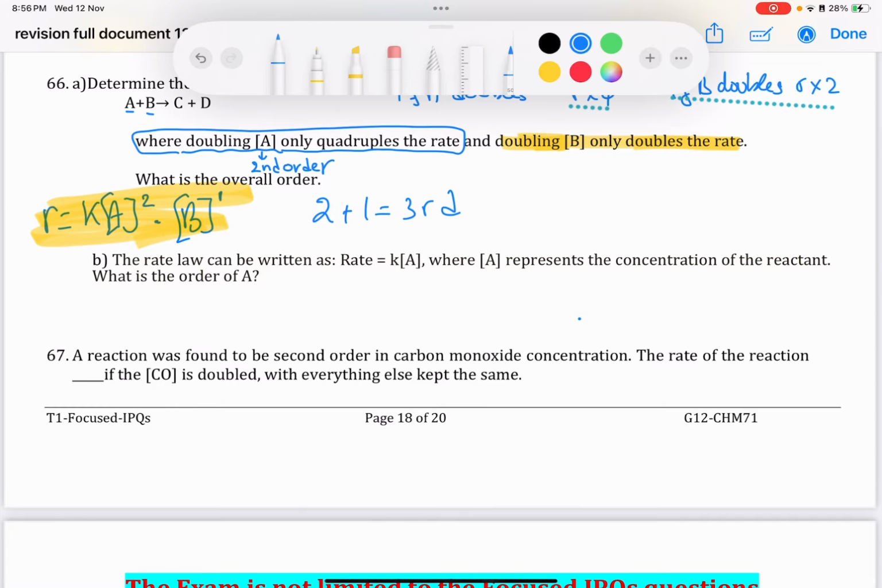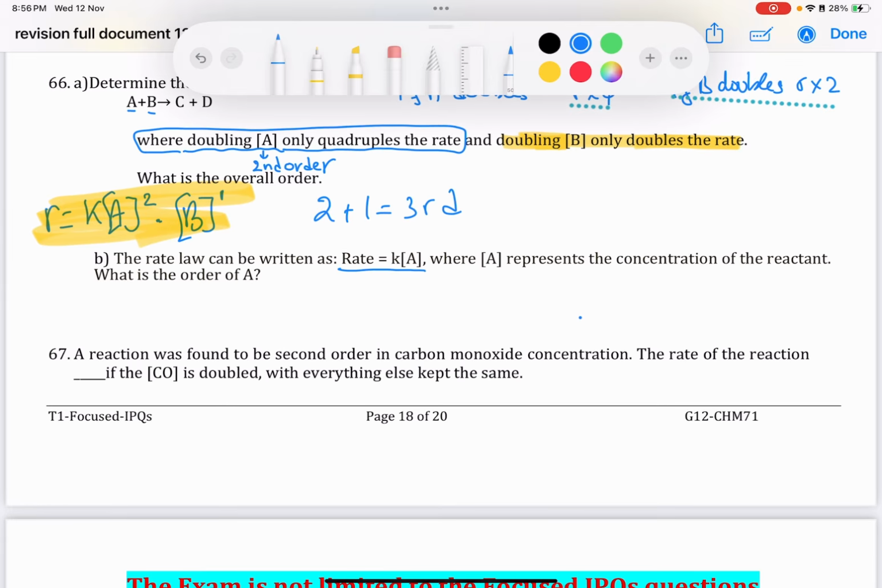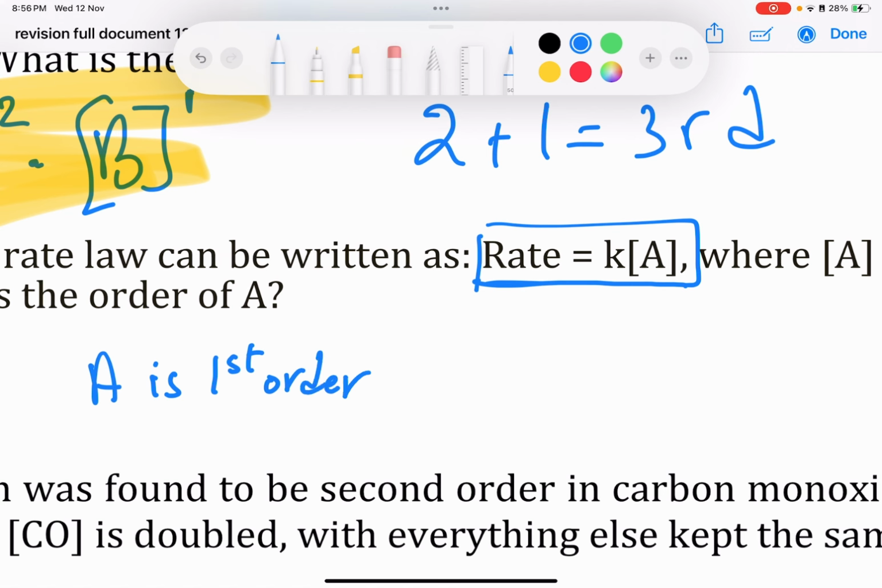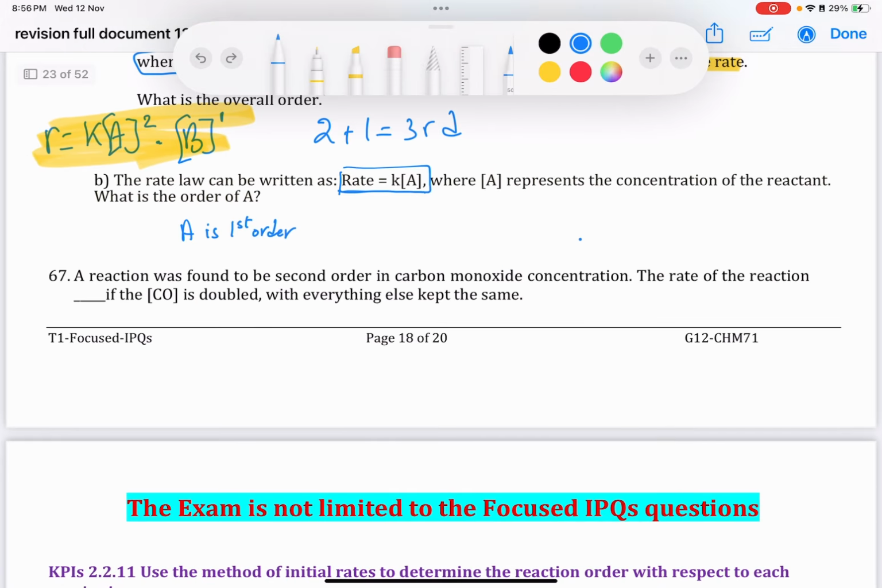The rate law can be written as rate equals K times the concentration of A, where A represents the concentration of the reactant. What is the order of A? Because it's written this way, A looks to be first order. If there is a 2 next to A, I would say A is second order. If there's a 3 next to A, I would say that A is third order. If I don't see A in the formula and I know that A is a reactant, it means A is zero order.